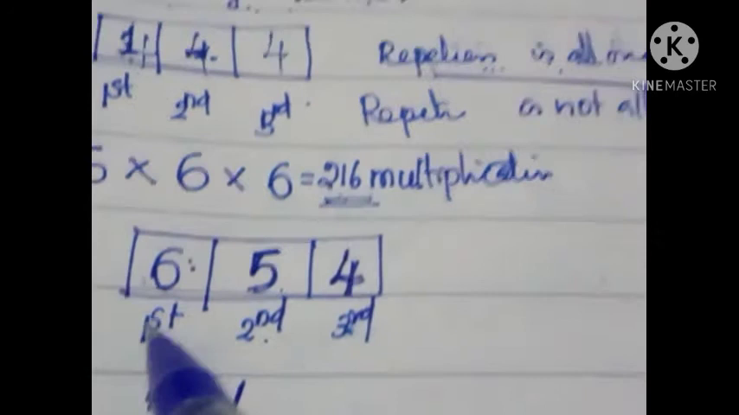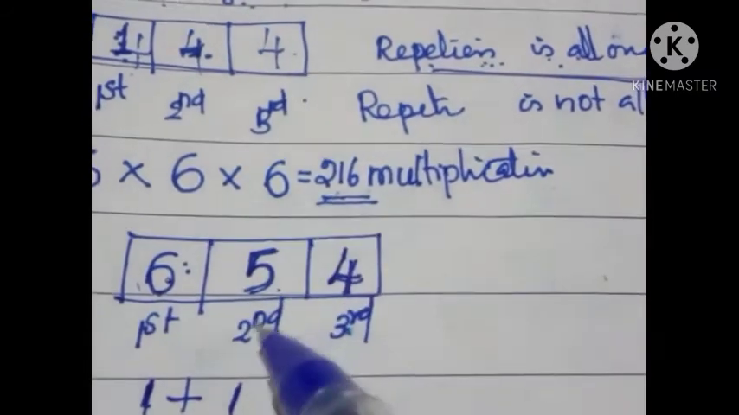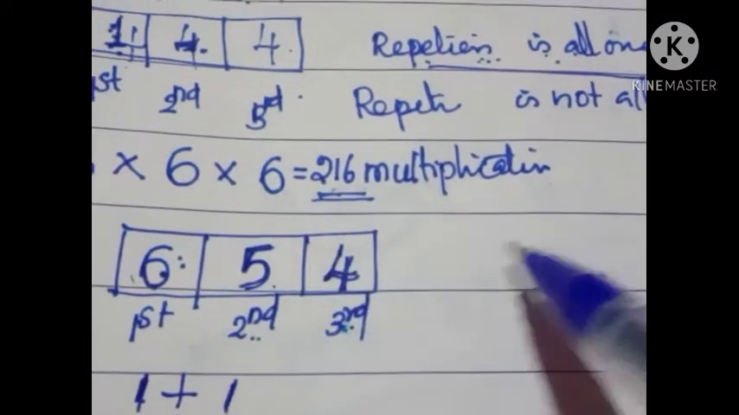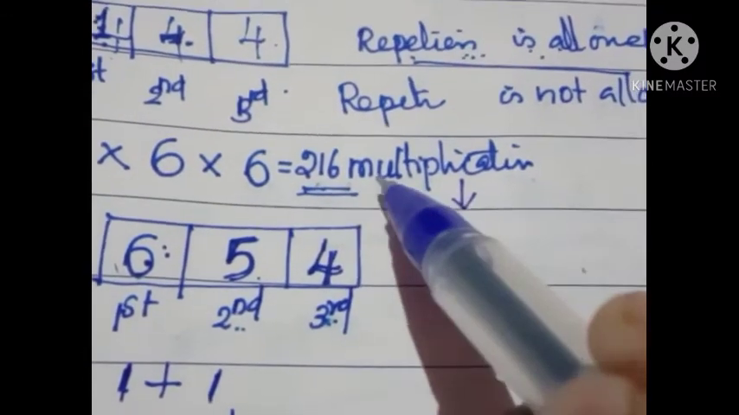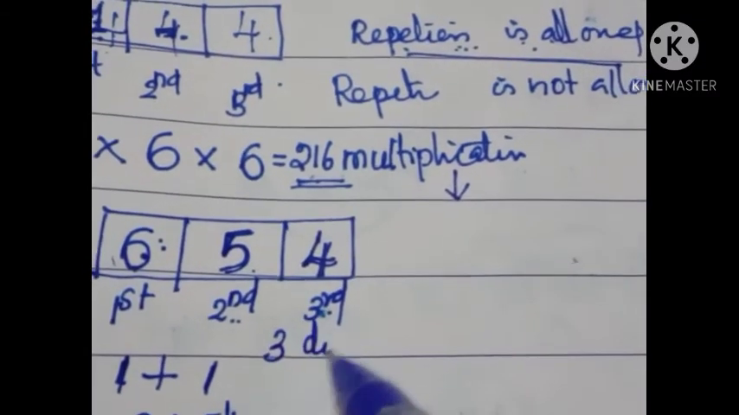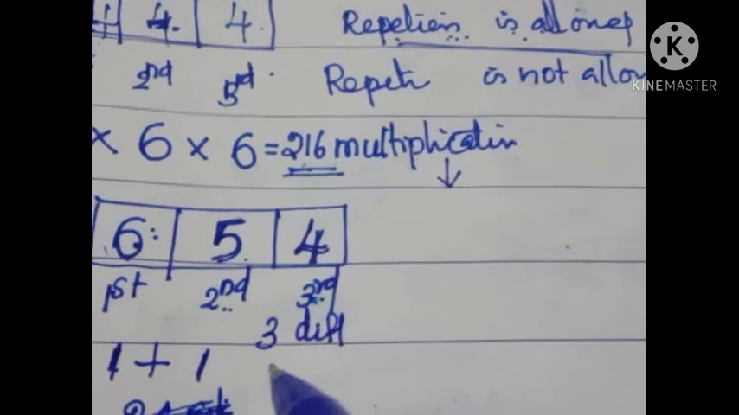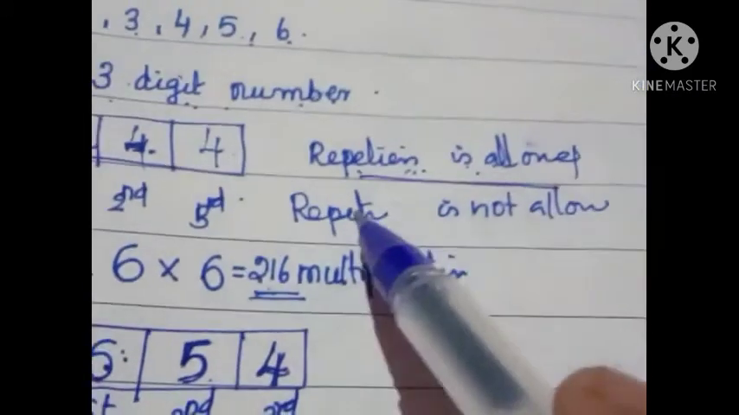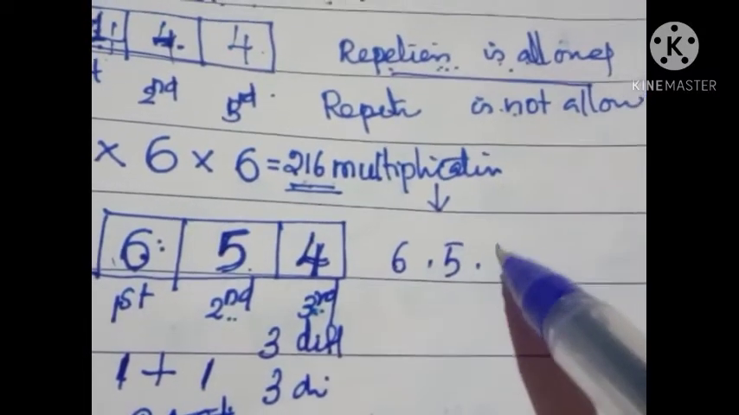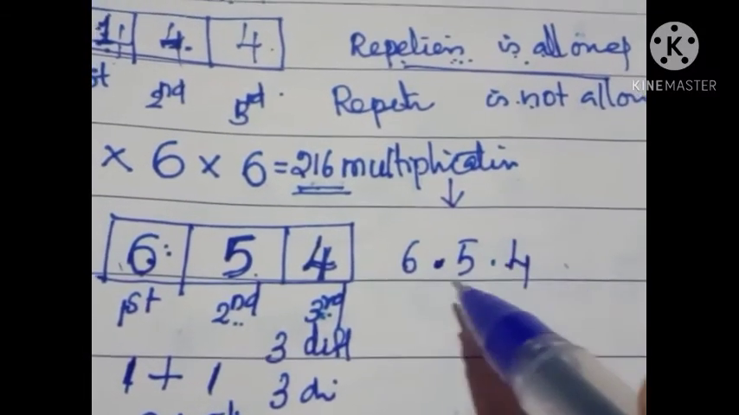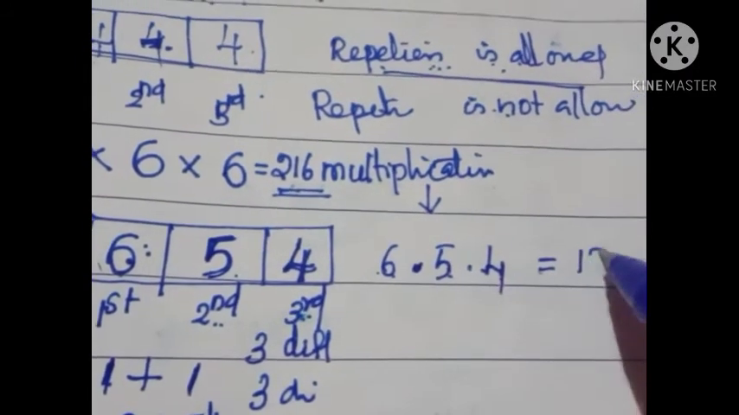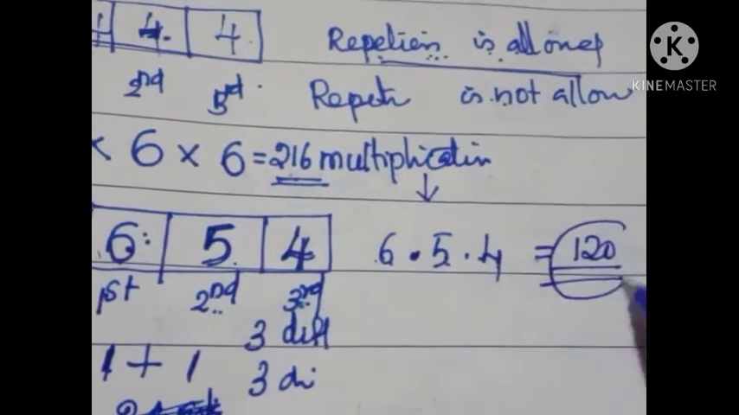Is it clear? So the first place can be filled in 6 ways, the second place in 5 ways, and the third place in 4 ways. So by multiplication principle, the total number of 3-digit arrangements when repetition is not allowed is 6 into 5 into 4. 6 into 5, 30. 30 into 4, 120 arrangements we will get.